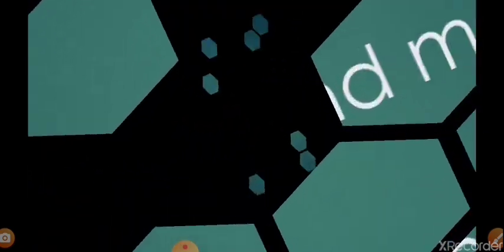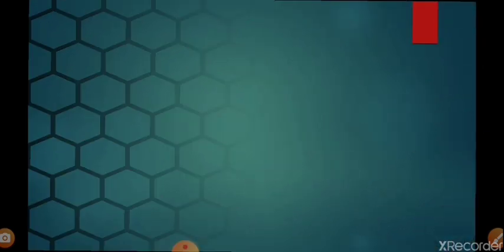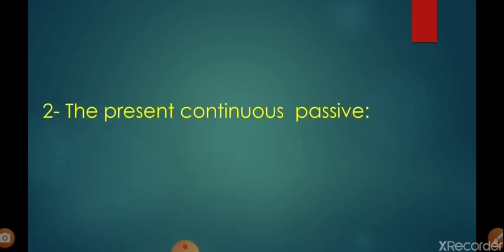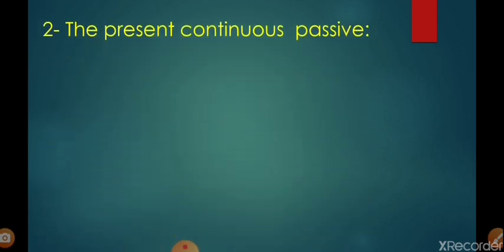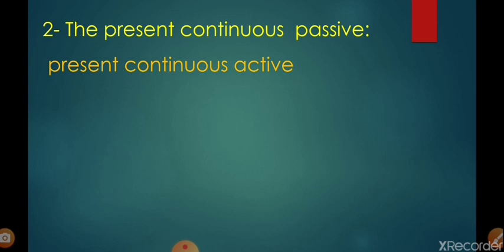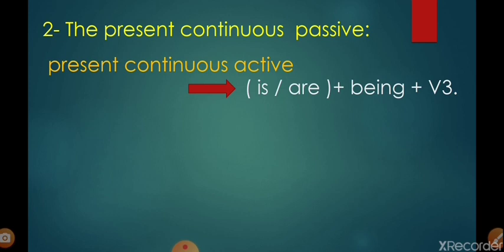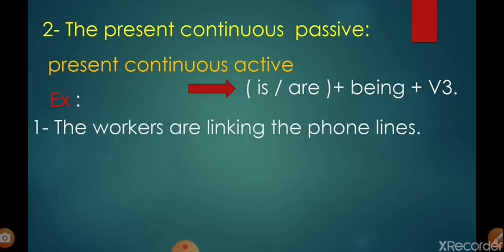Now let's move to the second type, which is the present continuous passive. If we have a sentence in present continuous active and we want to turn it into passive, we follow the rule to choose either is or are according to the new subject plus being plus verb 3. Let's see the example. The workers are linking the phone lines.